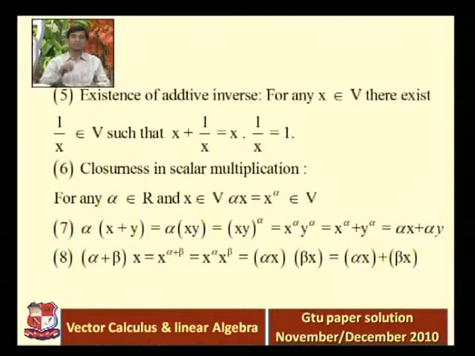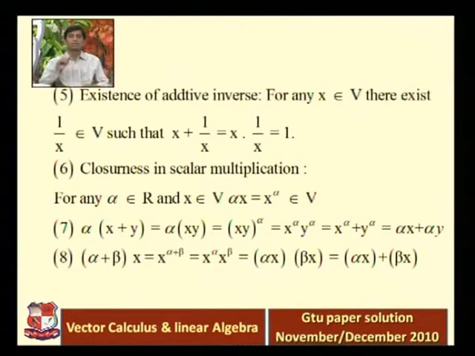The first one, that is the sixth condition, is closeness in scalar multiplication. For any alpha belongs to R and x belongs to V, alpha into x is equal to x raised to alpha. Okay, that also belongs to V.